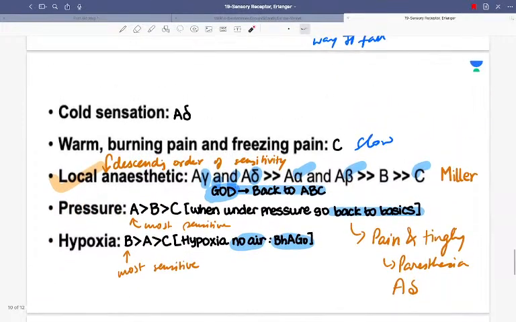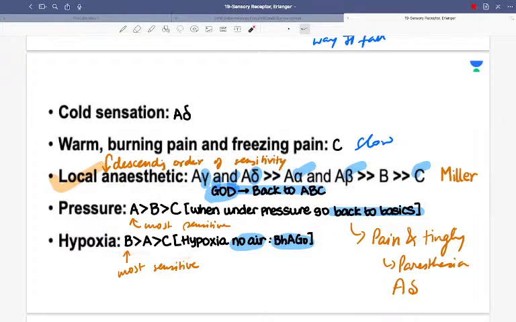Next, see the lower ones, that is gamma and delta. Gamma and delta are blocked first in case of local anesthetic, alpha and beta are in between, and B and C are afterwards, so B and C are last. Alpha and A beta are in between, and A gamma and A delta are in front. Next is pressure. Warm burning sensation, this is okay. Cold sensation is A delta, that is also fine. Pressure is ABC: first A and then B and C, in terms of sensitivity, and hypoxia.